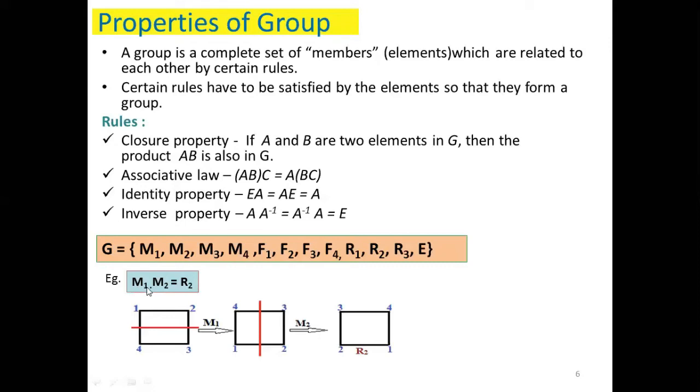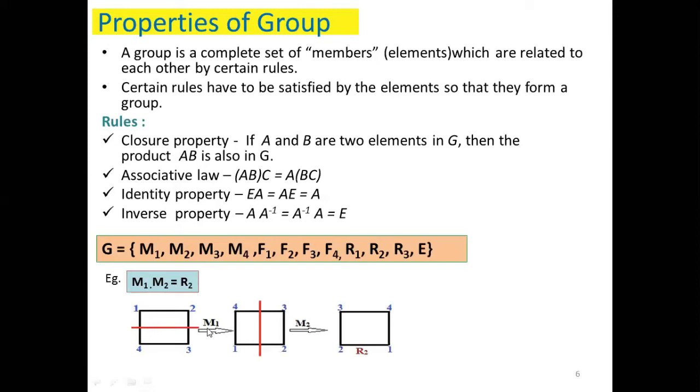So M1 dot M2, that is M1 multiplied by M2, or the combination of M1, M2 operations, will result in another operation, and that operation should belong to that group. So here comes the M1 operation. What is that M1 operation? The reflection in which the plane is kept horizontal.